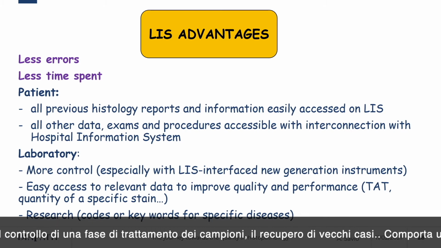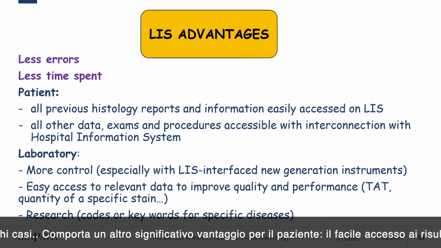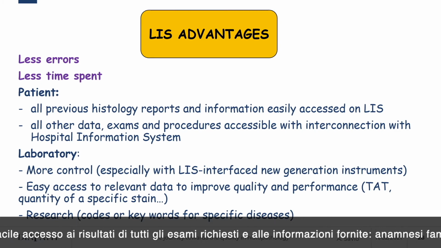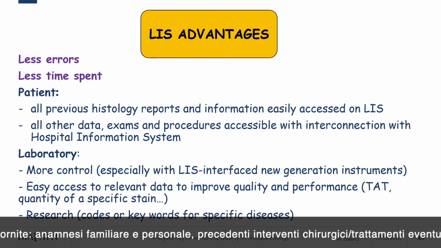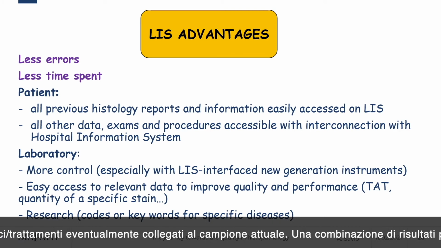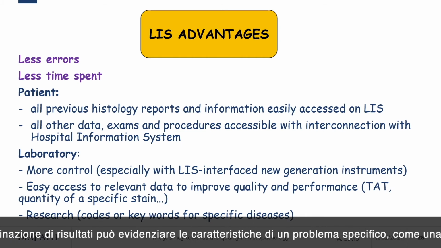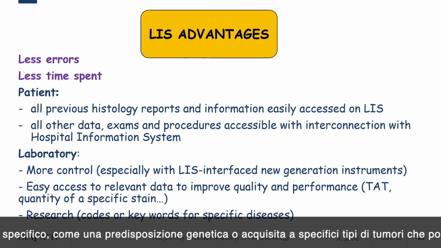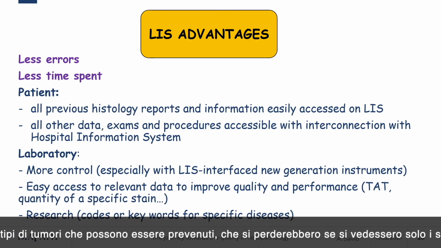It implies a significant advantage for the patient, including for the pathologist easy access to the results of all exams requested and information provided, such as family and personal history, previous surgery, previous treatments, possibly linked to the actual sample. A combination of results may pinpoint characteristics of a specific problem, like a genetical or acquired predisposition to specific types of tumors that can be prevented, which you would miss if you only see single results on specific exams.